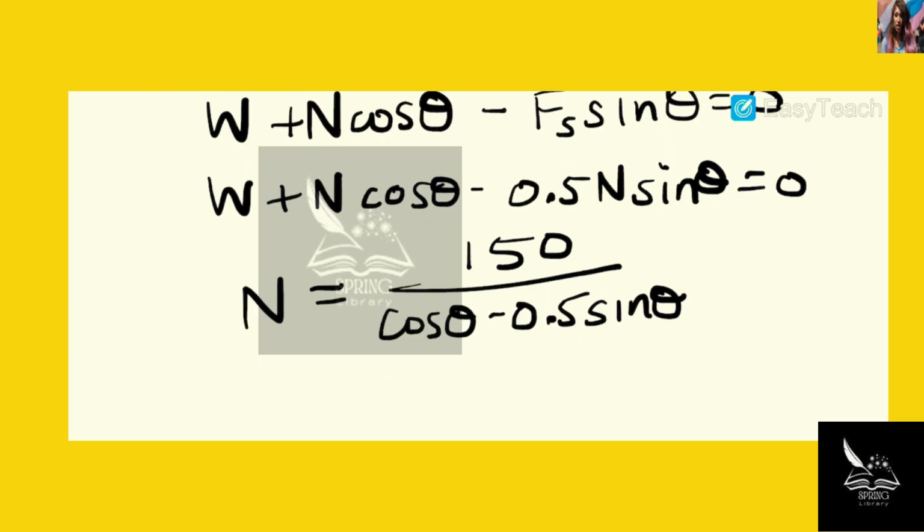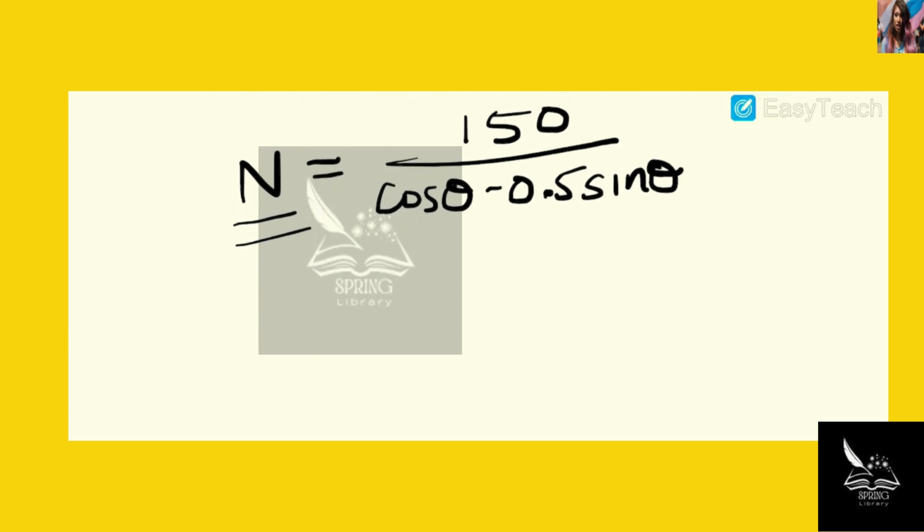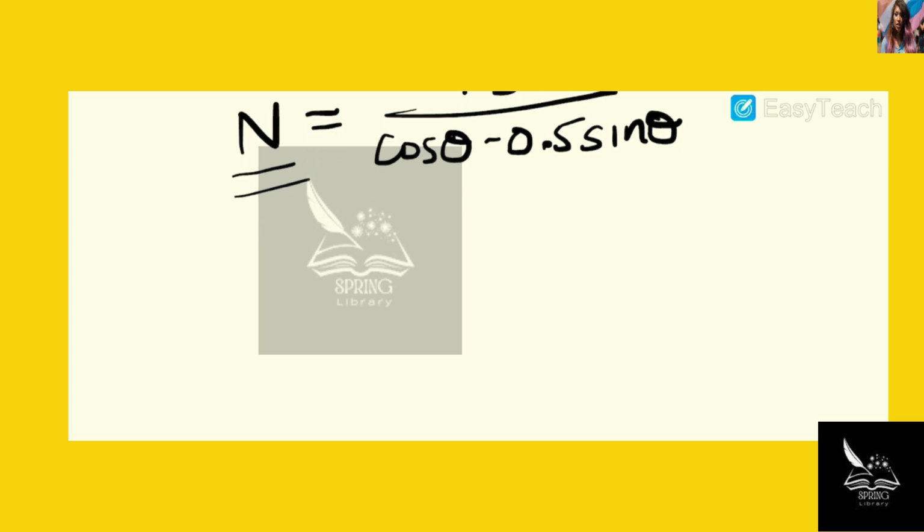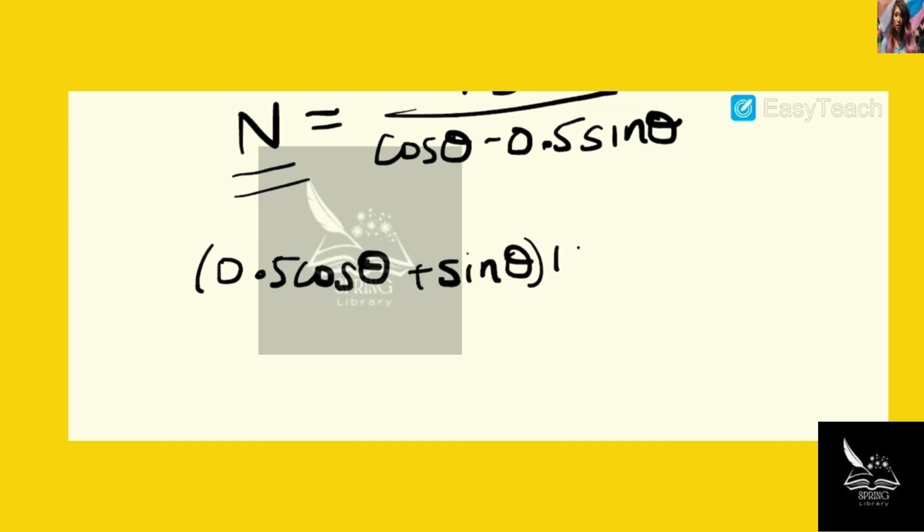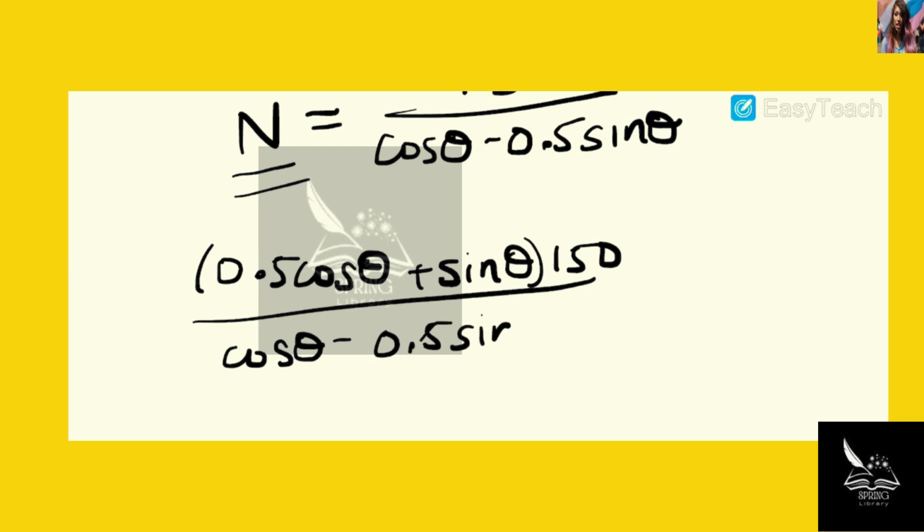Next, what we can do is go ahead and plug this normal force expression that we have here into our normal acceleration equation. So we see that this will be equal to 0.5 cos theta plus sine theta times 150 all over cos theta minus 0.5 sine theta, which is equal to mv squared over r.